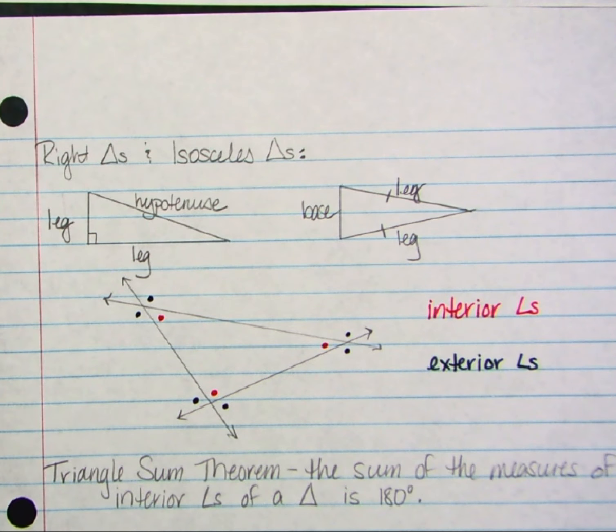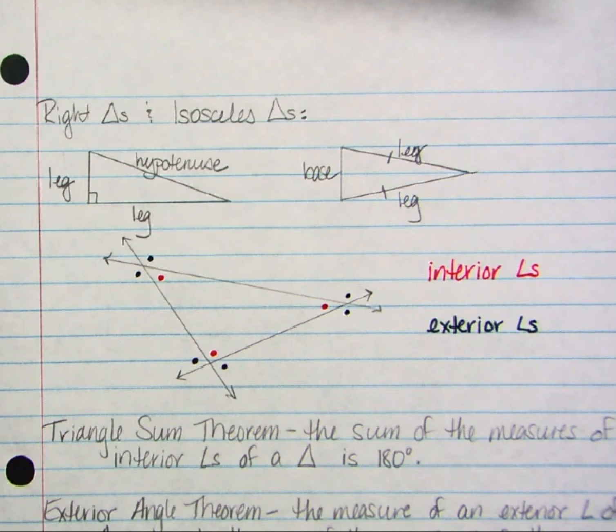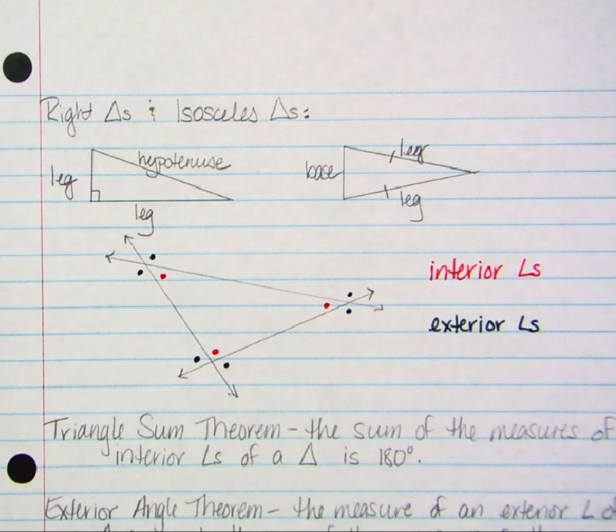All right, and then we also have interior and exterior angles. So if we extend the sides of a triangle beyond the vertices, we have some angles that are made here. And so the interior angles are the ones that are on the inside of the triangle, so they're bound by the sides of the triangle. The exterior angles are the ones that are on the outside of that triangle.